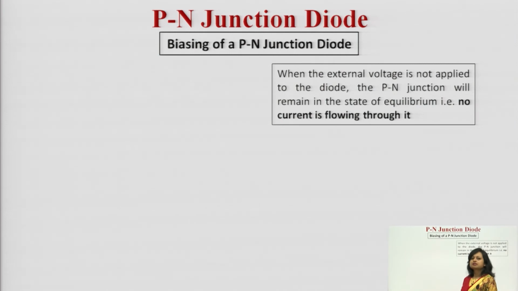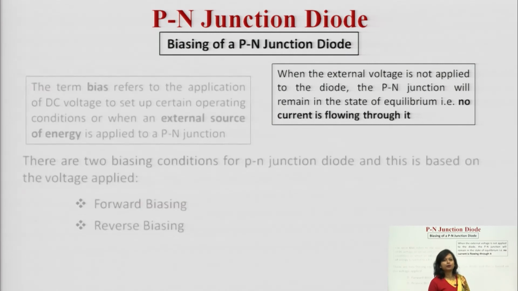Now let us discuss the biasing of a p-n junction diode. What do you mean by biasing? Biasing means the addition of an external DC battery. If there is no external voltage applied across the p-n junction diode, it means no bias. Bias means some battery is being applied across it, because there are two terminals of the diode, so the battery can be connected in two different ways, right?